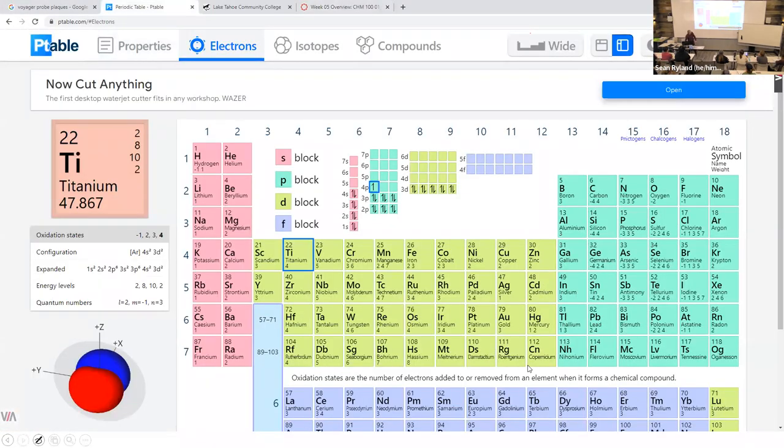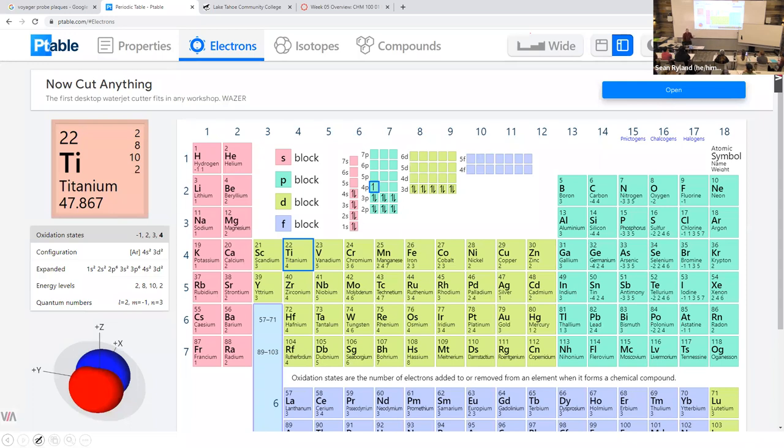If we go back to this view here, everything in the d block is off by one row from where it should be, right? So yttrium is in the fifth energy level, or in row 5, but that last electron goes into the 4d orbital. The same logic applies down here for the lanthanides and the actinides.